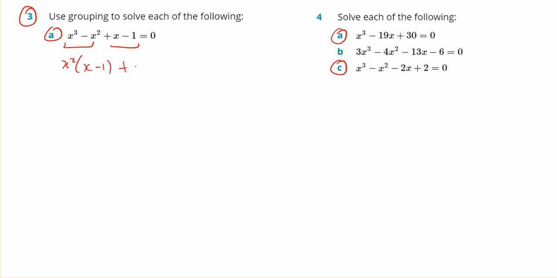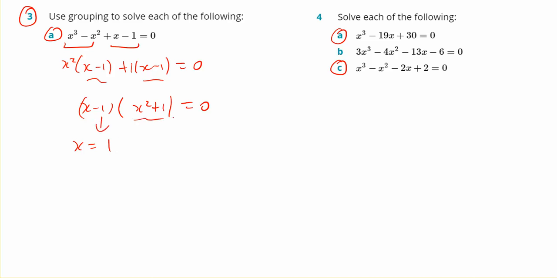Do you notice how there's x minus 1 here? Great. There's a common factor of x minus 1. Now, note there's a number 1 in front here. So if I take out x minus 1, I get x squared plus 1. And I can solve this because by the null factor law, x equals 1 here.